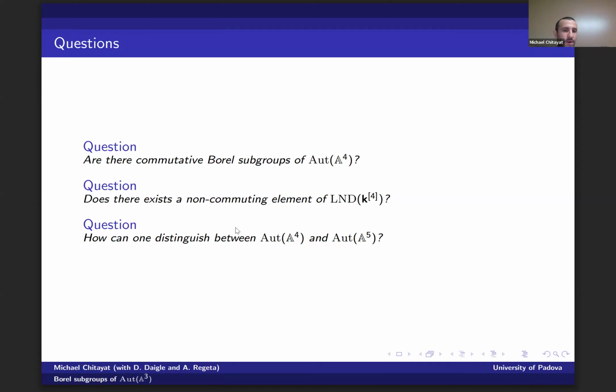And at the moment, we don't have a good way of distinguishing between Aut A4 and Aut A5. So it would be nice to come up with some way of doing that.